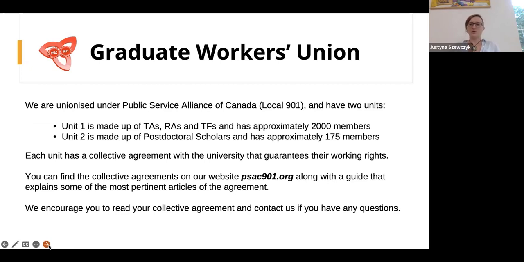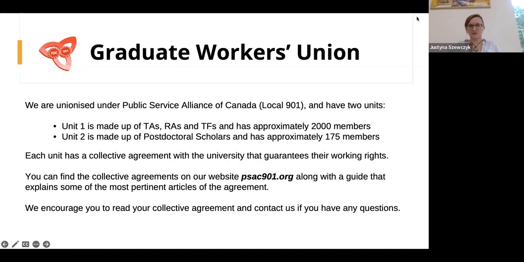So our local 901, in short PSAC 901, it's a long name. 901 is divided into two units. One unit is composed of TAs, TFs, and RAs. This is our larger unit, which has approximately 2,000 members. When we say members, we mean graduate student workers. When you sign a contract as a TA, RA, or TF with Queen's, you are automatically becoming a member of the union. So you don't have to do anything. Once your contract is signed, that makes you a member of our Unit 1. Unit 2 is for postdoctoral scholars. So down the line, if you stay at Queen's within this capacity, you will be a member of Unit 2.